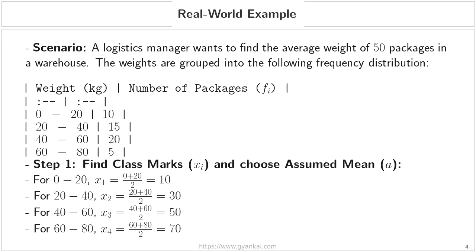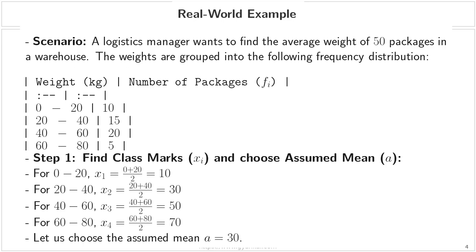And finally, for the interval of 60 to 80, x4 equals 60 plus 80, divided by 2, giving us 70. Now we need to pick an assumed mean, or a, from these class marks. To make our subsequent calculations as simple as possible, let's choose the middle value, so we will set our assumed mean, a, equal to 30. In the next slide, we will use this value to determine our class size and build our calculation table.